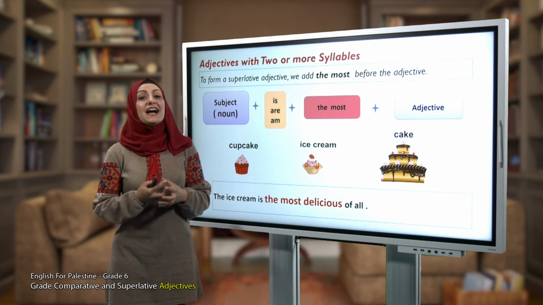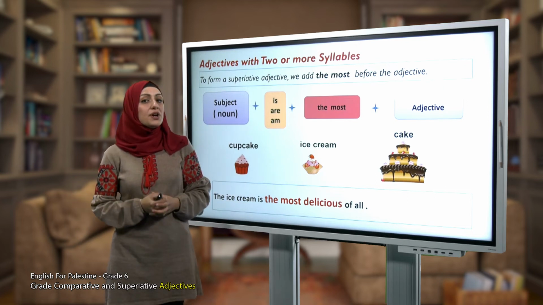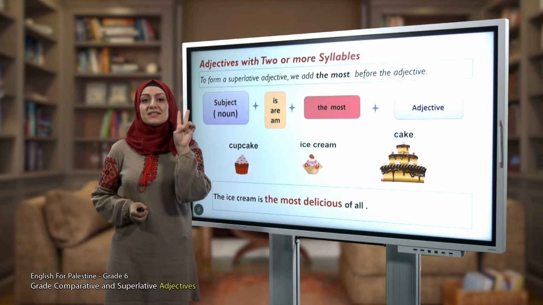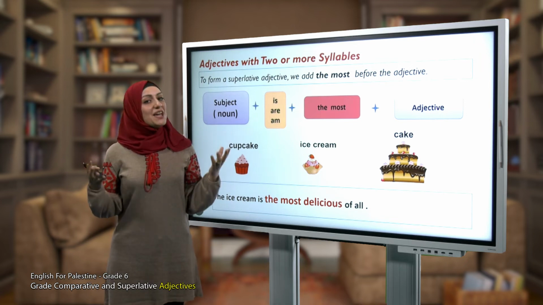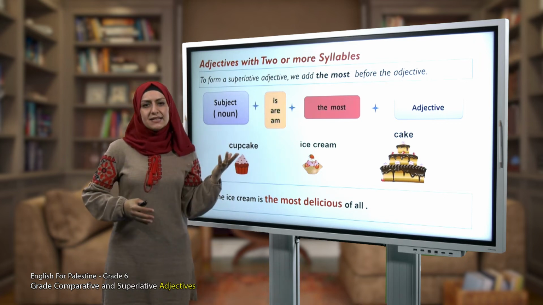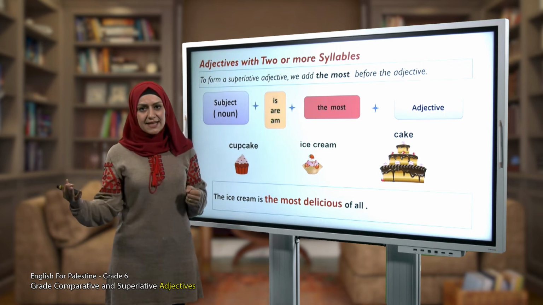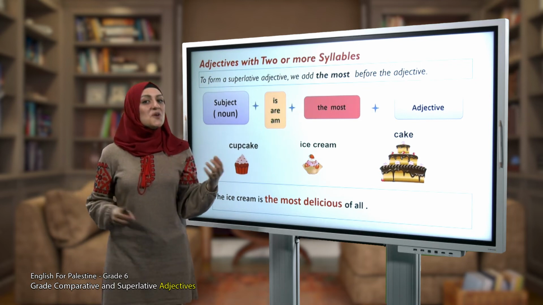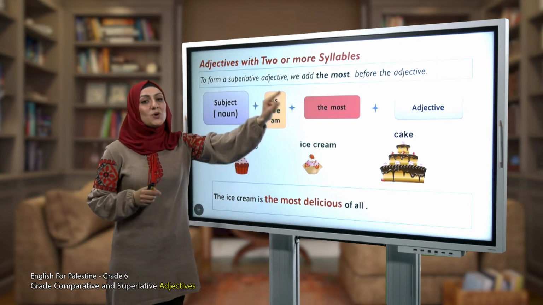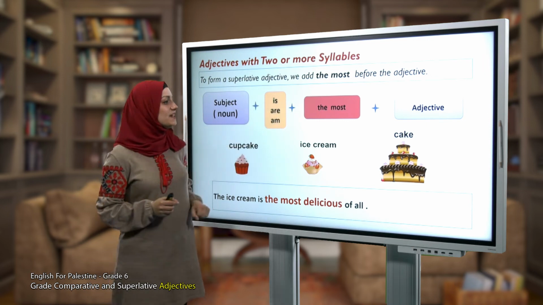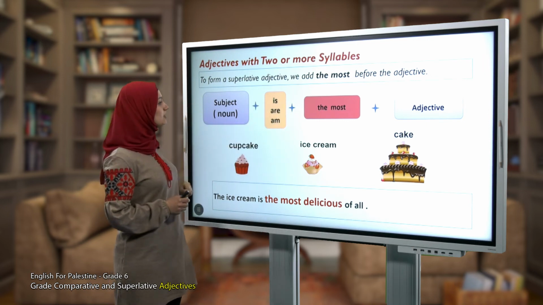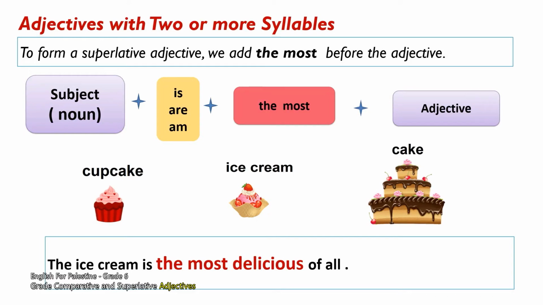What do we do if the adjective is long or if the adjective has two syllables or more? If we have long adjectives like exciting, like interesting, like boring, we should add the most before the adjective. So we have this structure. The subject, and that is a noun, of course. Then we put is, are, or am, depending on the subject. Then we add the most before the adjective.